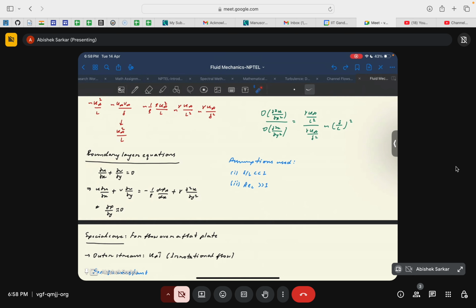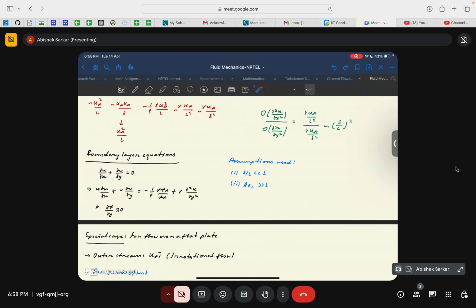But if you remember, initially we considered the flow over a flat plate. Okay, so we'll try to see whether considering the flow over a flat plate helps us to simplify the equation even further. Let us see if it has any implication or not.